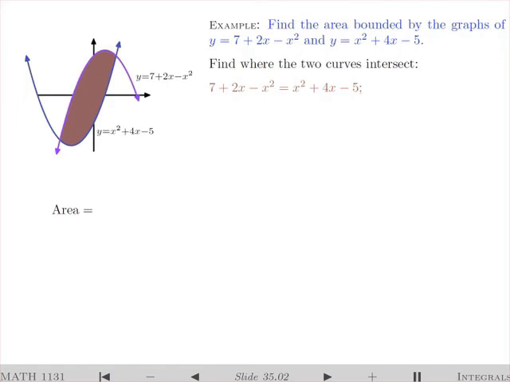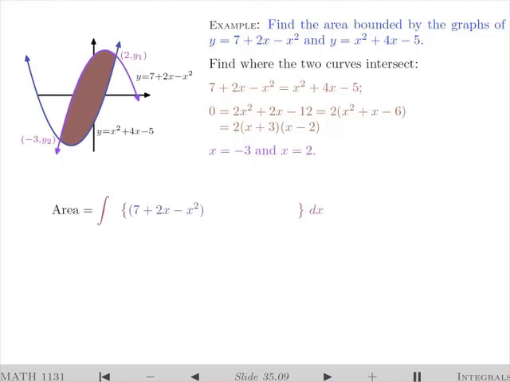Again, it's a quadratic equation, so I'm going to simplify and either factor or use the quadratic formula. If I bring all the terms over to the right, I get 0 equals 2x squared plus 2x minus 12. I can pull out a 2. X squared plus x minus 6 factors as x plus 3 times x minus 2. So the two graphs intersect at points with x coordinates negative 3 and 2. Again, we don't need to worry about the y coordinates, so I'll just ignore them.